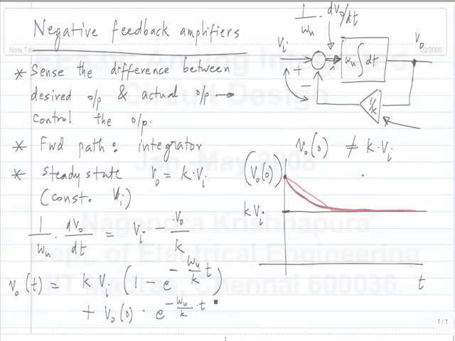Whatever the initial state is, that will decay to 0, and whatever the forcing function is, Vi, the output will reach the output corresponding to the forcing function, k times Vi. Is it okay? You can see that as t becomes longer and longer, the output tends to kVi, right? So this part becomes kVi and this part becomes 0.